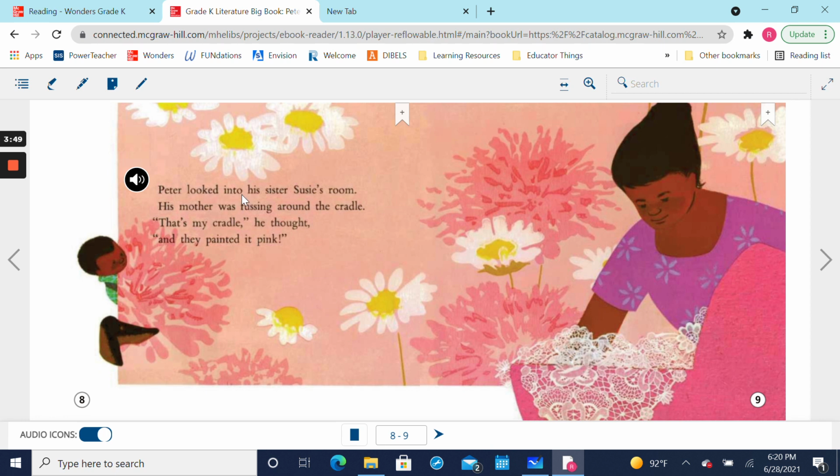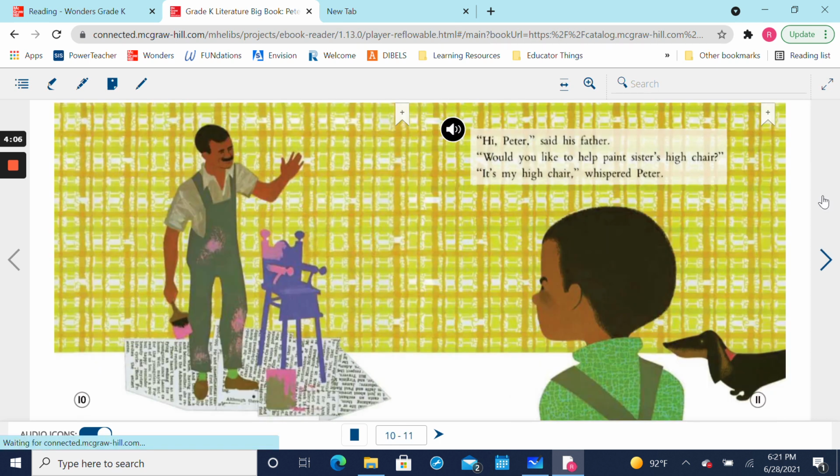Peter looked into his sister Susie's room. His mother was fussing around the cradle. That's my cradle, he thought, and they painted it pink. Hi, Peter, said his father. Would you like to help paint Sister's high chair? It's my high chair, whispered Peter.